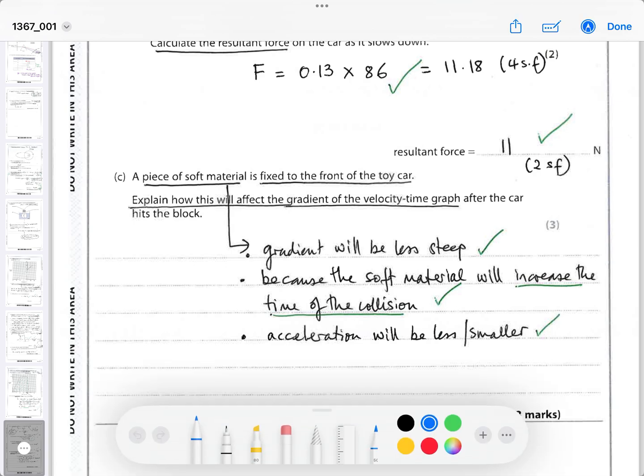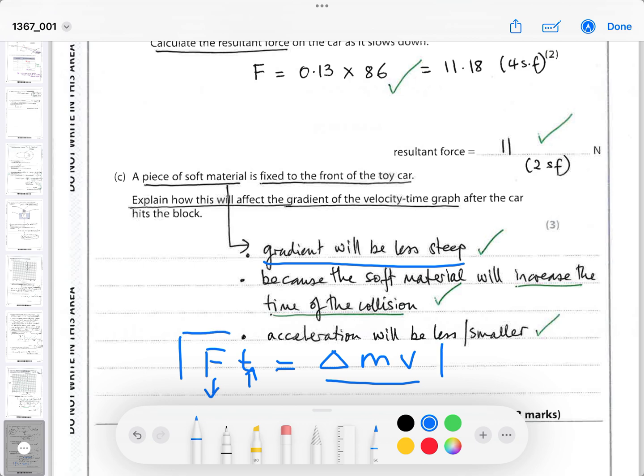Okay, so mathematically, if you want to write this, this is equal to F times T, yeah, is equal to change in momentum. That symbol means change in momentum, yes? So the acceleration will be smaller because the time is increased. Now, if the time goes up, then the force goes down, because the total change in momentum will still come to rest, yeah? It just comes to rest a little more gradually. So acceleration will be less, therefore the gradient will be less steep. So it's 3 marks, but this is the maths that we're looking at, yeah?